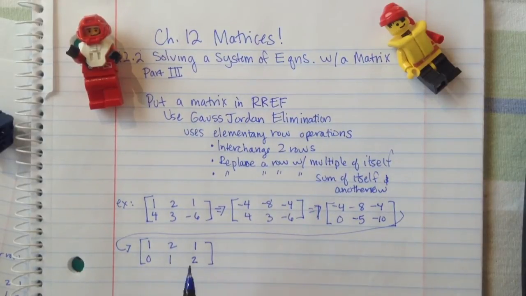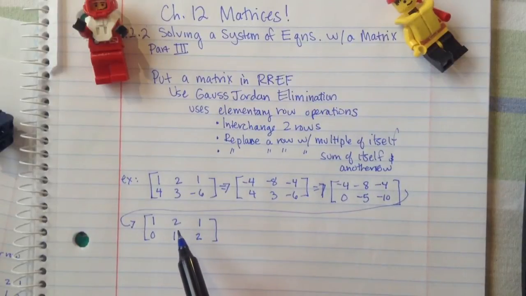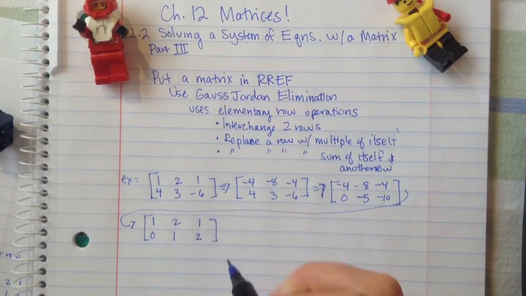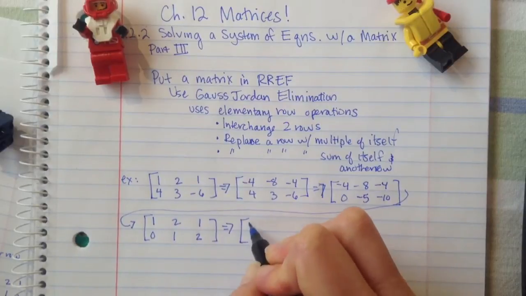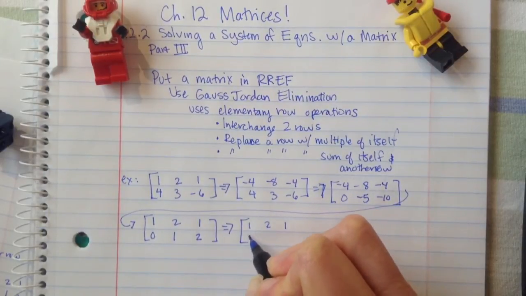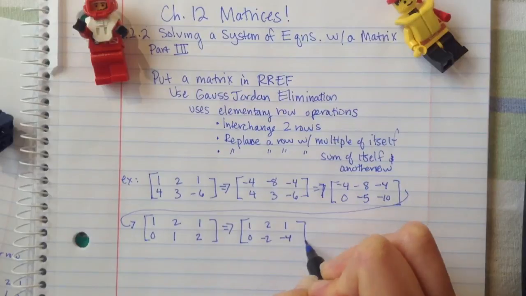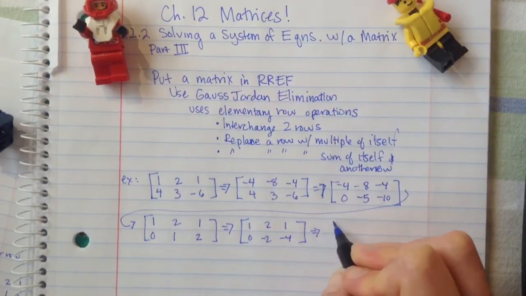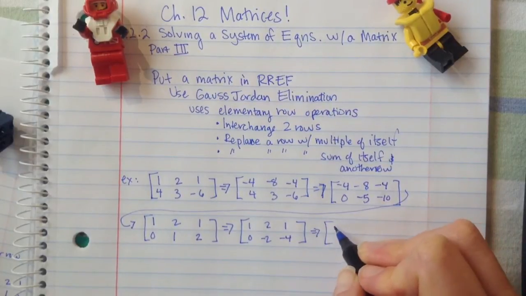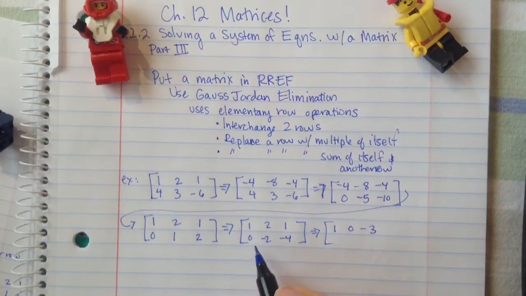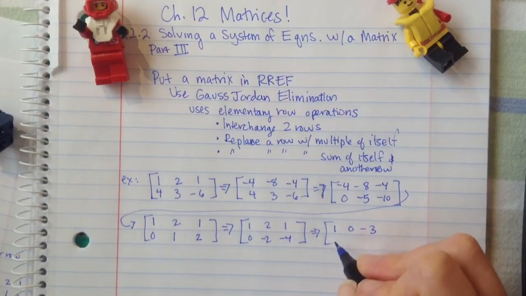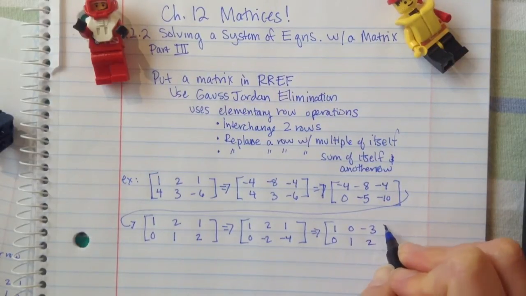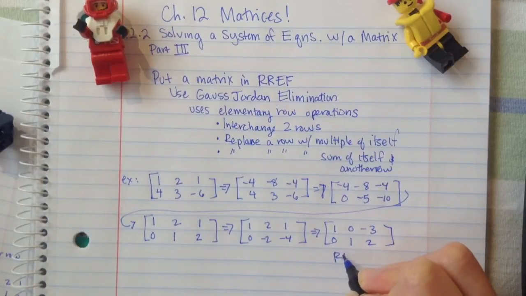And I'm very close to RREF, except that if this is a leading 1 right here, this would have to be a 0. So I'm going to have to make this 2 become a 0. I can do that by multiplying the bottom by a -2, and then replacing the top with the sum of those 2, so 1, 0, -3, and then replacing the bottom again with a multiple of itself, so now I'll multiply by -1/2. And there I'm done. I have it in RREF.